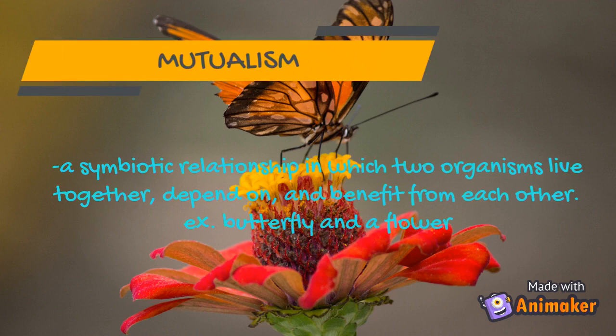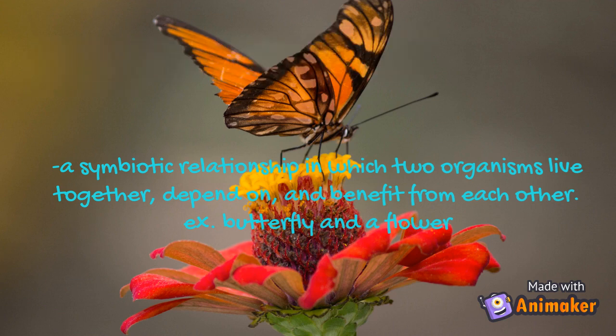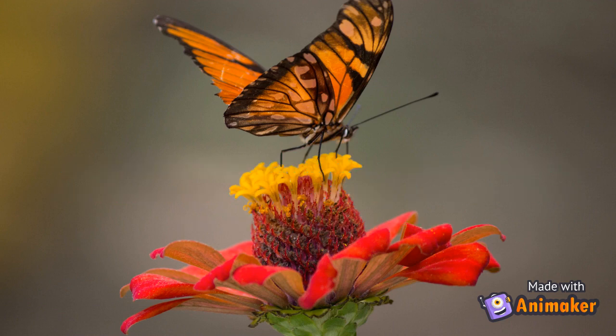First, we have mutualism. It is a symbiotic relationship in which two organisms live together, depend on and benefit from each other. An example of this relationship is the one that exists between a butterfly and a flower. As the butterfly sips nectar, it transfers pollen from flower to flower to help each reproduce. Thus, the butterfly obtains food and the flower propagates. Therefore, both the butterfly and the flower benefit from each other.